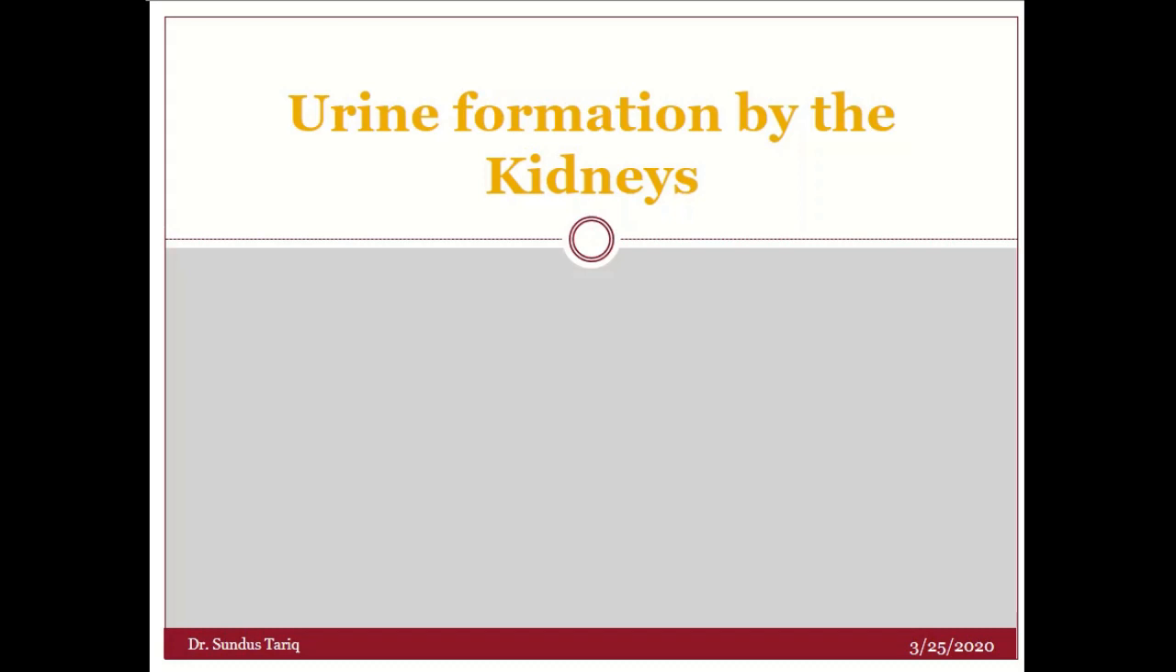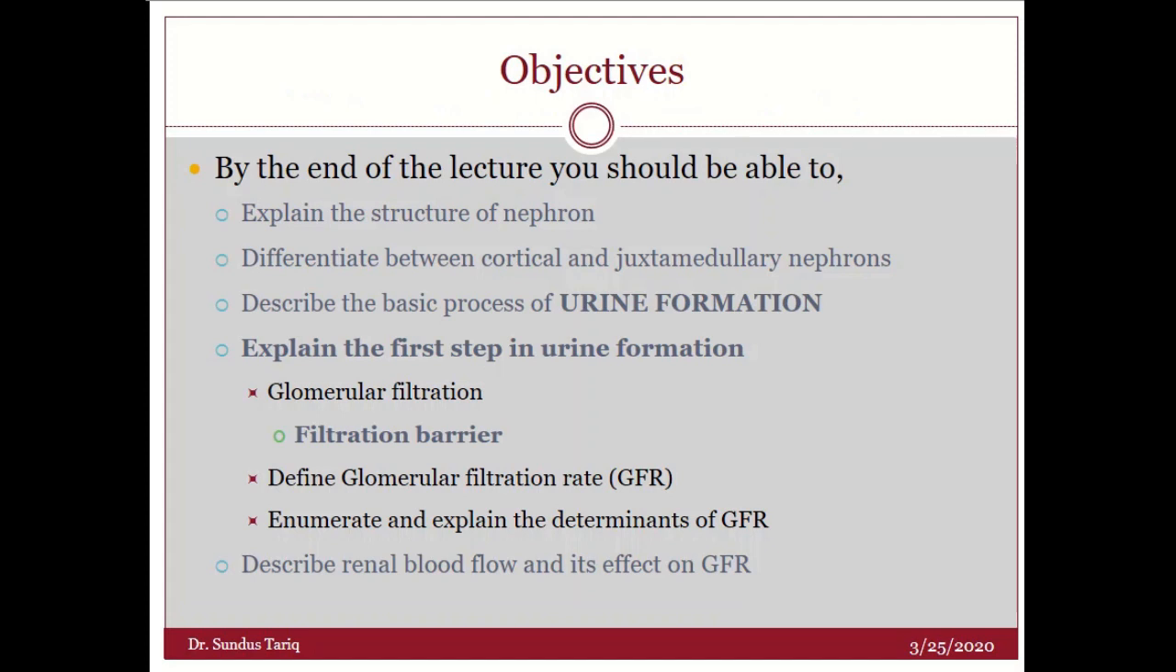We have been discussing renal physiology. Today we will see the structure of a nephron. We will differentiate between cortical and juxtamedullary nephrons. We'll see the basic process of urine formation and explain the first step in urine formation, that is glomerular filtration.